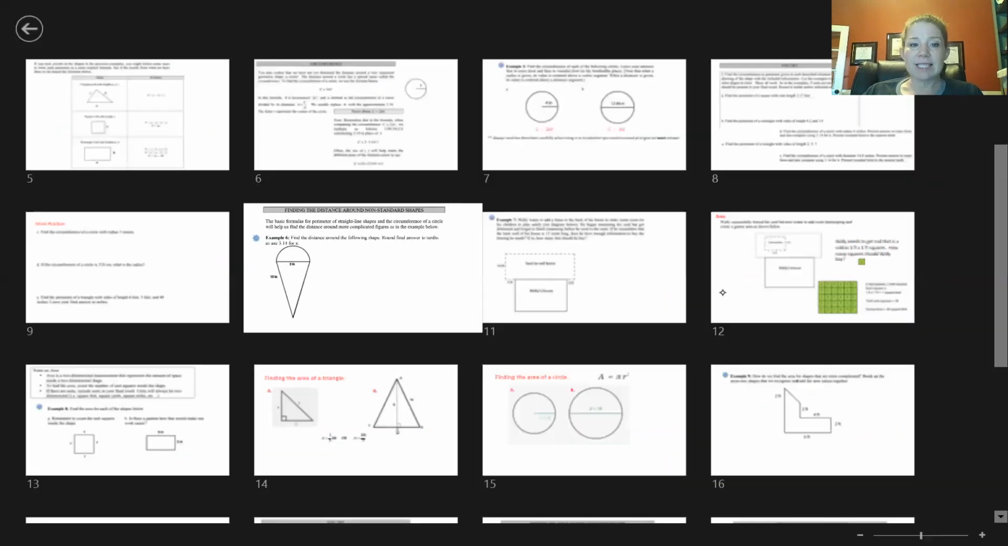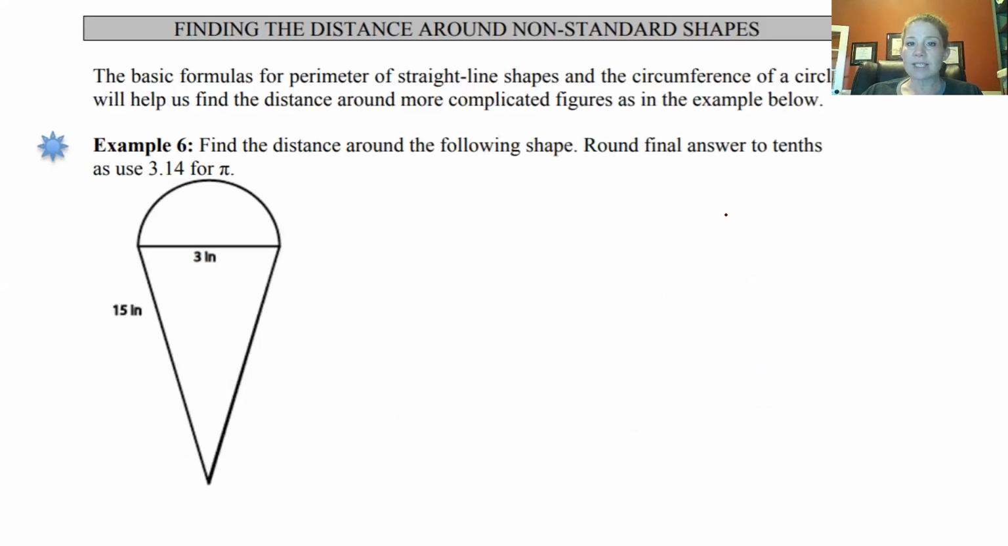All right, so this is finding the perimeter around non-standard shapes. So this is like an ice cream cone, which I love ice cream cones. So now I'm mad because I don't have one. But anyway, it says find the distance around the following shape, round your final answer to tenths, and I think it should say, and use 3.14 for pi.